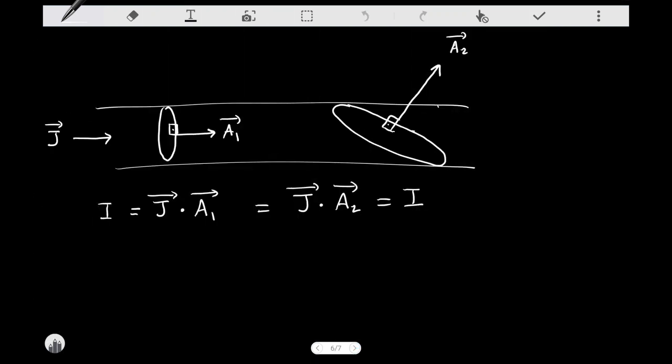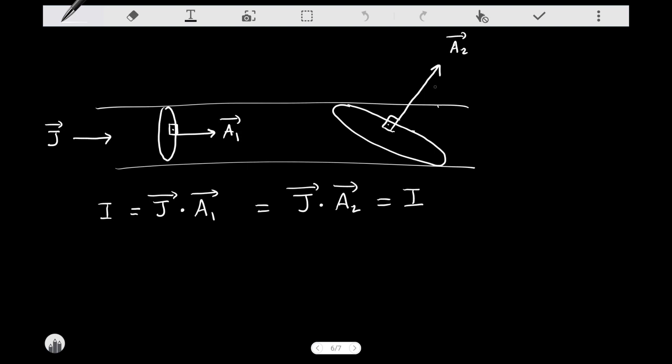So let's consider this situation. I don't have to cut the wire by a perpendicular surface. I can cut the wire with a slanted surface like that. In that case, the magnitude of the surface areas would be different. This area of that cut and the area of that cut are different. So the area vector in here and the area vector in here, they are going to have different magnitudes.